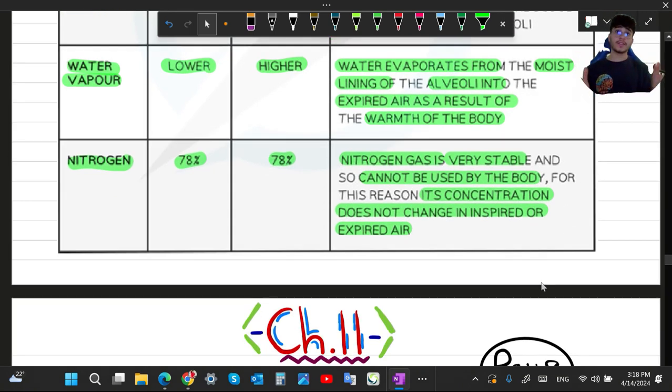Nitrogen is balanced, 78%, 78%, because it's a very stable gas and it is not used by the body. So even if we inhale nitrogen, we're not going to need it, because nitrogen is needed as a molecule for our body to make amino acids and amino acid chains for proteins and digestion, but nitrogen gas is not needed by our body, so it remains constant. As we inhale 78% nitrogen, we also exhale 78% nitrogen, and it does not change in inspired or expired air.